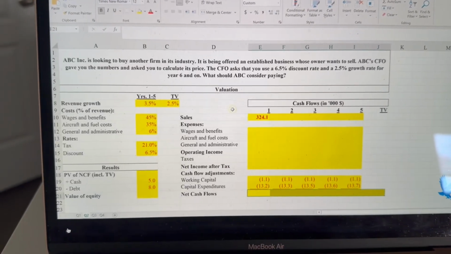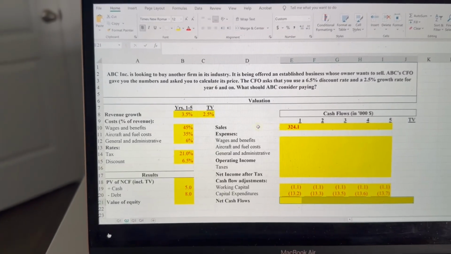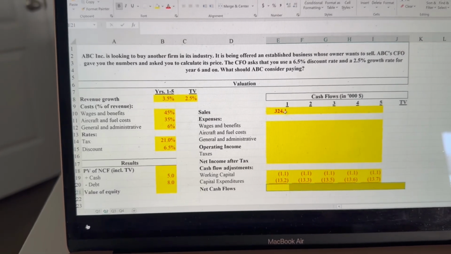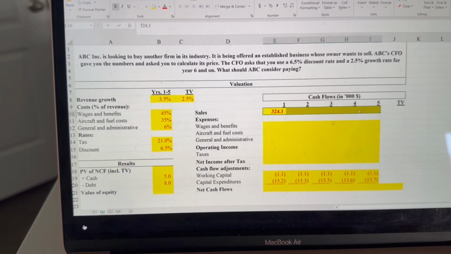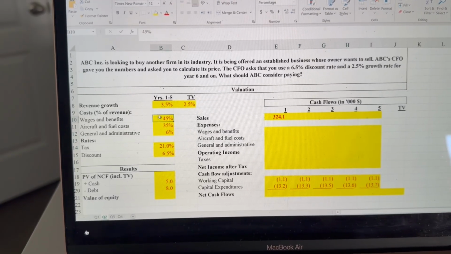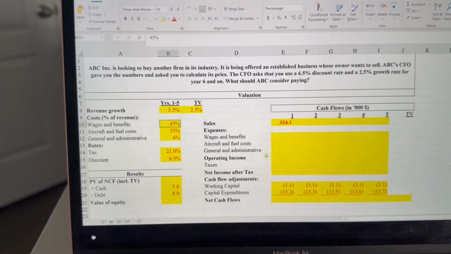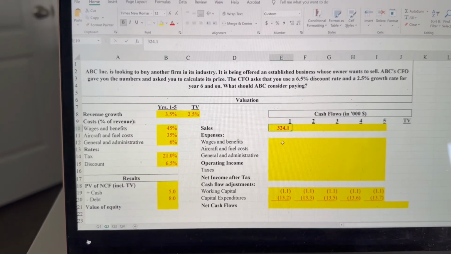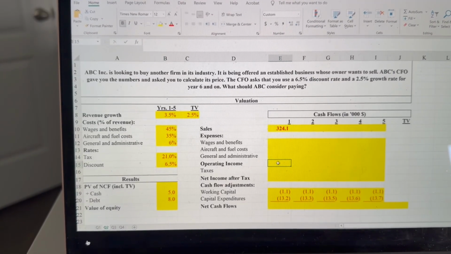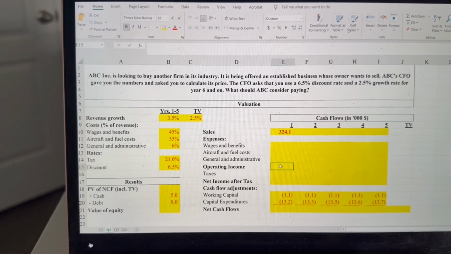Part 2, we're doing the evaluation of another company, okay? And basically what we're doing is something very similar to what we already did earlier in the course. You have to gin up a sales forecast. You have to put in the expenses based on these costs, which are a percentage of the revenue for the year. Then you take the sales minus the sum of these 3 expenses, you get operating income. So you have to net out wages and benefits, aircraft and fuel costs, and general administrative to get operating income.